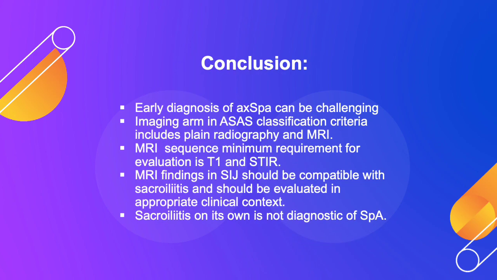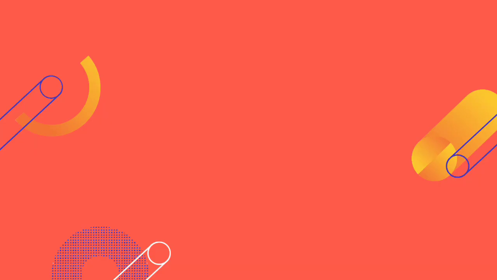In summary, early diagnosis of axial spondyloarthropathy can be challenging. Imaging arm of ASAS classification criteria includes plain radiography and MRI. MRI sequence minimum requirement for evaluation of axial spondyloarthropathy is T1 and STIR sequences. MRI finding in sacroiliac joint should be compatible with sacroiliitis and should be evaluated in appropriate clinical context. Remember that sacroiliitis on MRI on its own is not diagnostic of spondyloarthropathy. Thank you very much for listening.